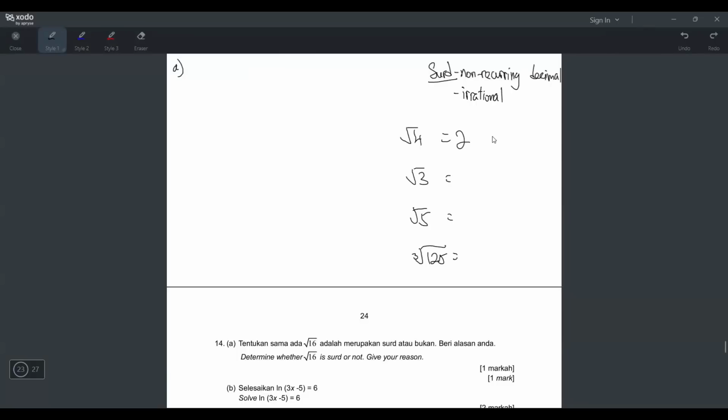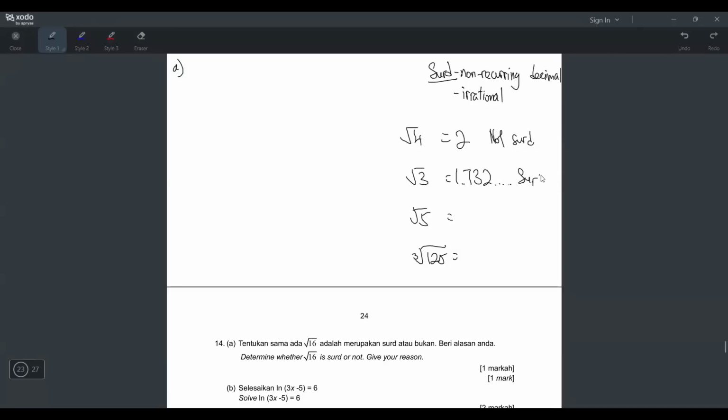If you press this, you'll get 2. So is this a surd? Not a surd. Why? Because you get an integer. If you get an integer, then it's not a surd. A surd is when you get a non-recurring decimal. Okay, this has no decimal. Square root 3, let's press. You end up with a decimal which is 1.732, very long, right? So it's 1.732 and then dot dot dot. It keeps going and it never stops. It keeps going until infinite decimal places, and it's a non-recurring decimal and it's irrational.